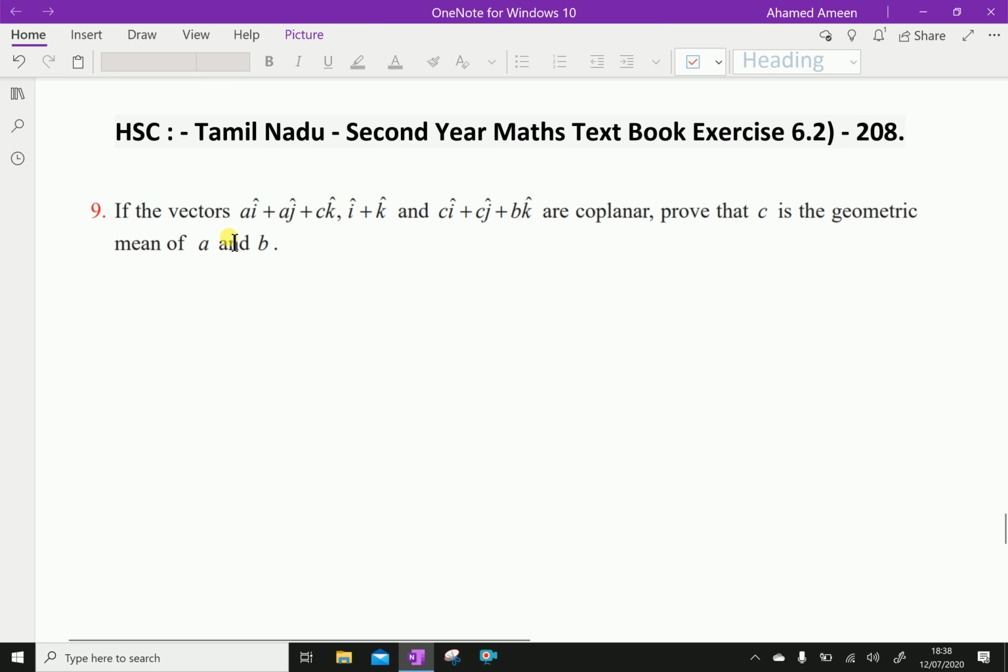Tamil Nadu Higher Secondary Second Year Maths Textbook Exercise 6.2, question number 9. If the vectors ai + aj + ck, i + k, and ci + cj + bk are coplanar, prove that c is the geometric mean of a and b.